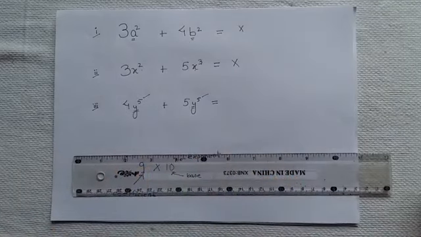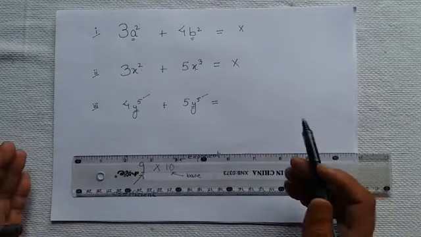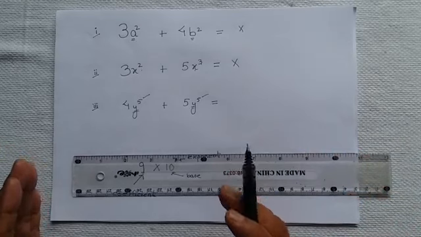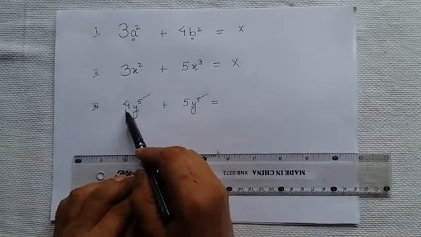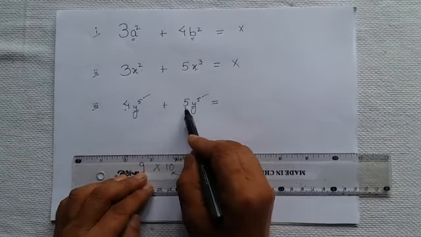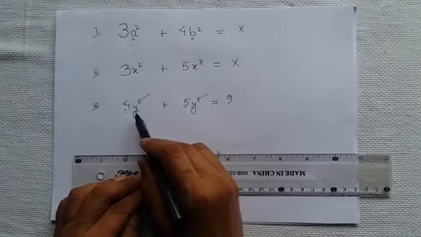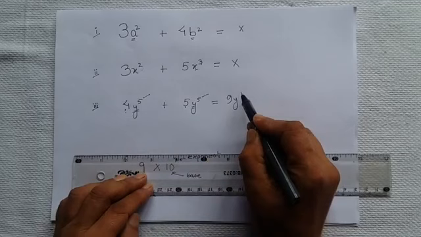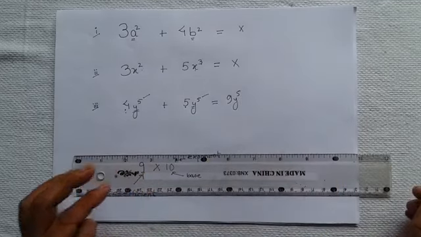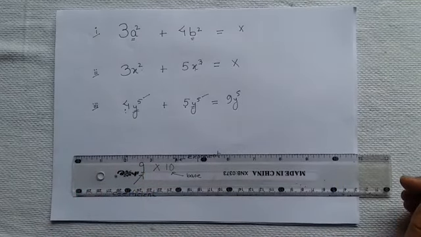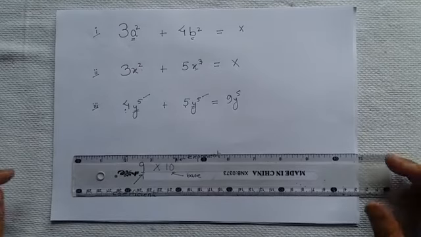So they are like terms. They can be added. So now we need to add this, and to add this we just add the coefficients 4 and 5. When we add 4 and 5 we get 9, and the rest we have the base and the exponent, and it is written as it is. So this is how we add these expressions. So in the same way we are going to add scientific notation.